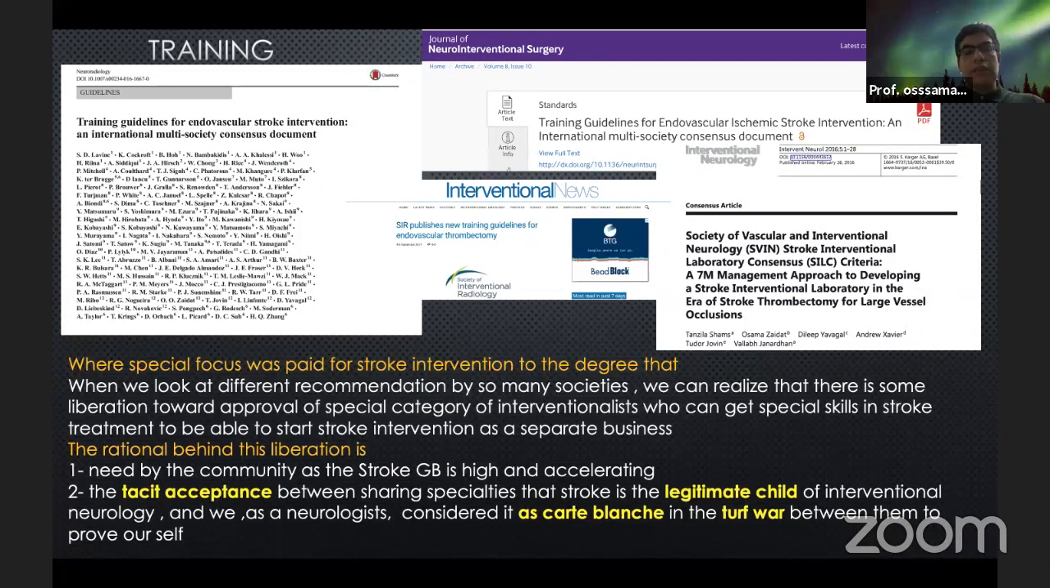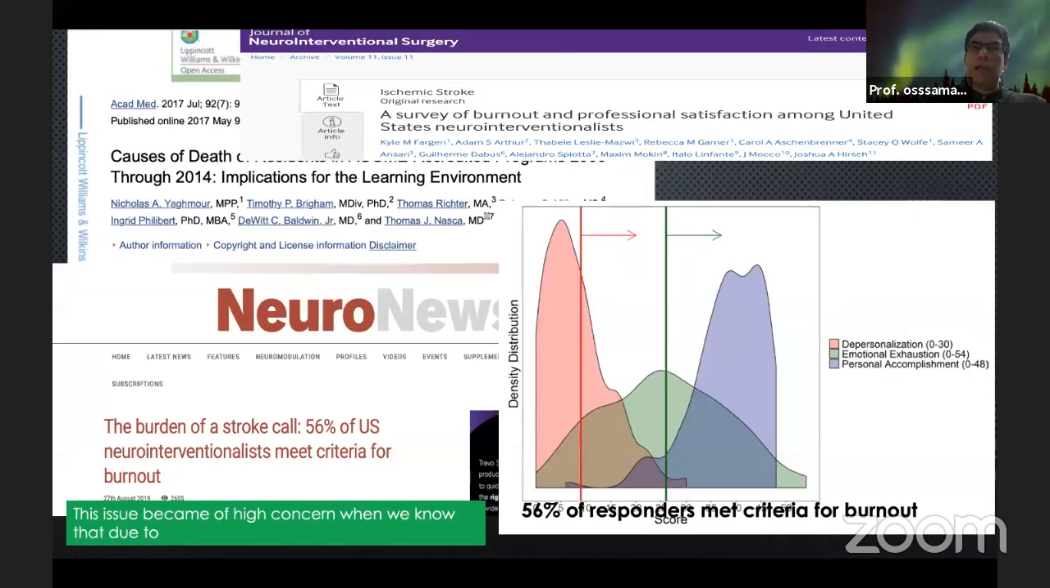The rationale behind this liberalization is, number one, the need of the community to cover such a huge global burden of the disease. And the other cause behind this liberalization is the tacit acceptance between sharing specialties that stroke is a legitimate child of interventional neurology, and we as neurologists consider it a carte blanche in the tough war between them to prove ourselves. So I think it's very important to have clear guidelines for the neurointerventionalist, and these guidelines can determine which steps should be passed through to have the license to do intervention.